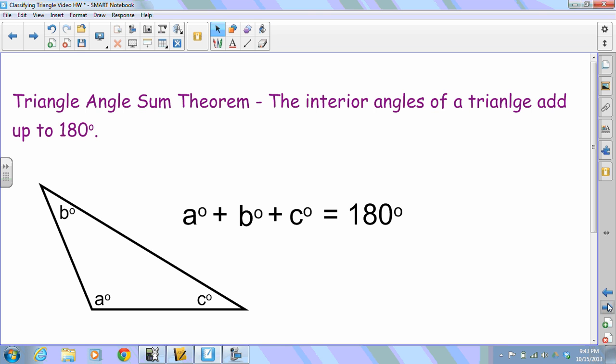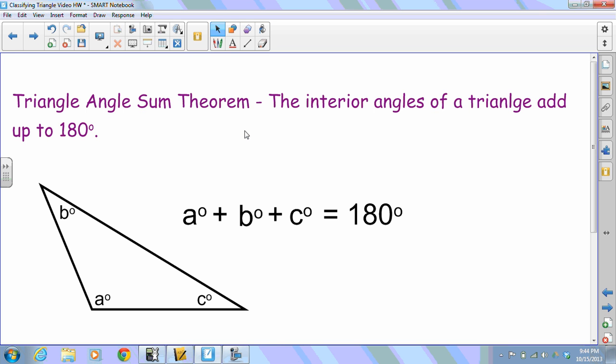The second half of our video is on the triangle angle sum theorem. So you'll need to write this theorem in your foldable. So go back to your foldable. You can do it on the same flap, the same place that you were doing the other notes. And you need to write this theorem down. And go ahead and draw this picture so that you have a picture to go along with it. And the theorem says that the interior angles of a triangle add up to 180 degrees.